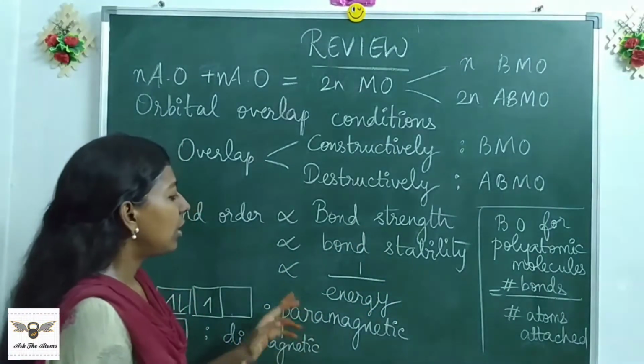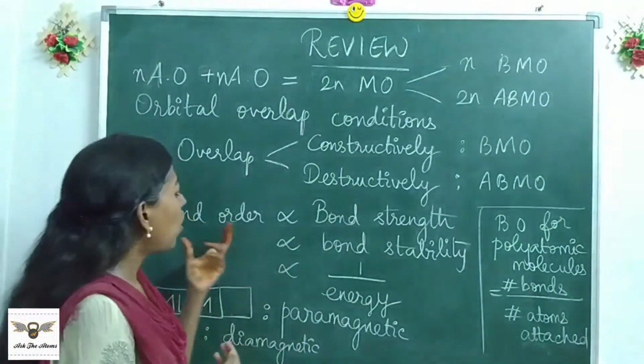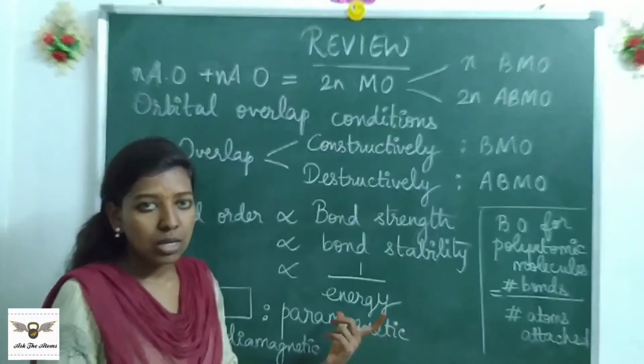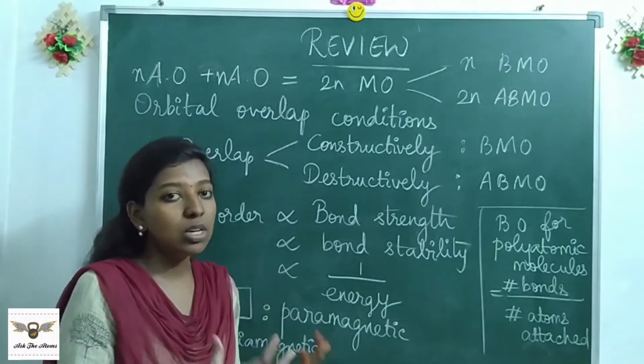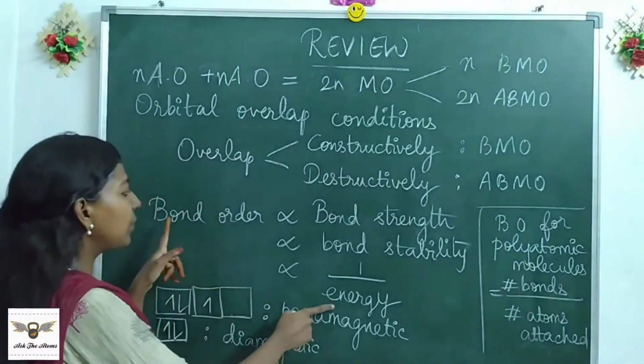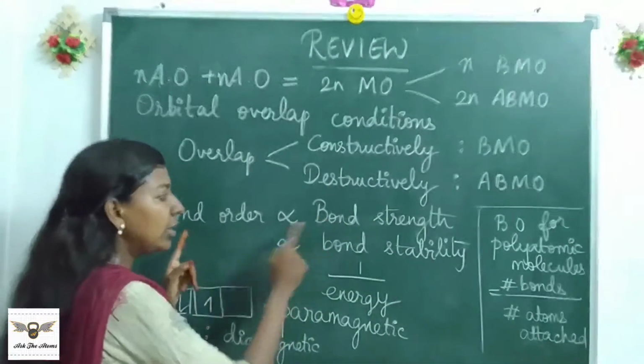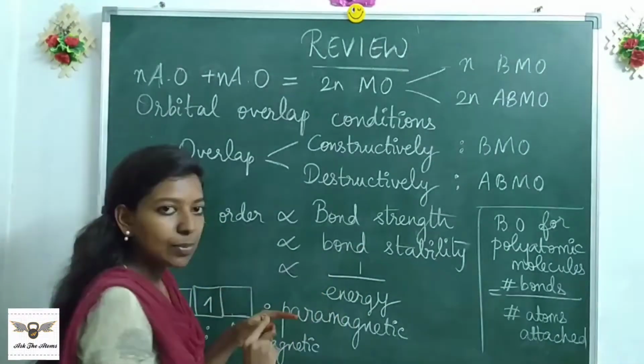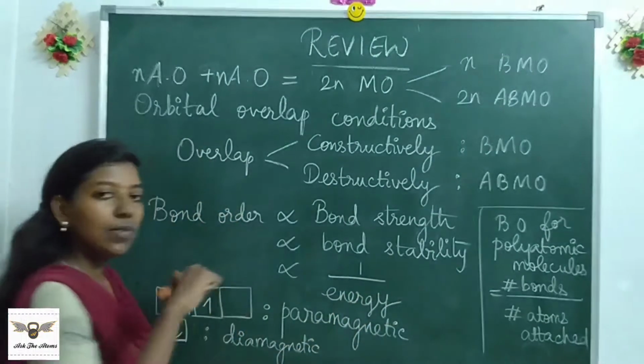Then the last one, energy. Bond order more, lesser energy. When you say a molecule is very stable, it has lesser energy. So they are inversely proportional: bond order and energy, bond strength and energy, bond stability and energy are all inversely proportional.